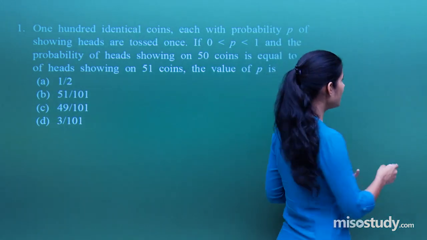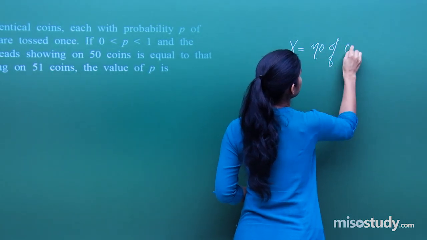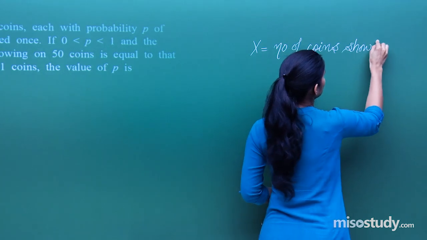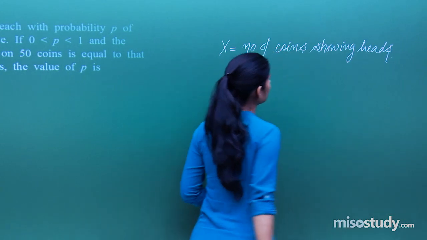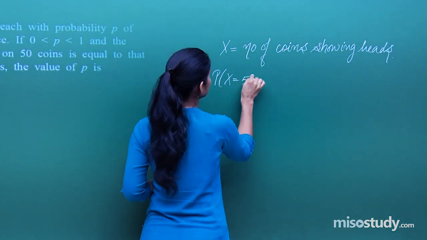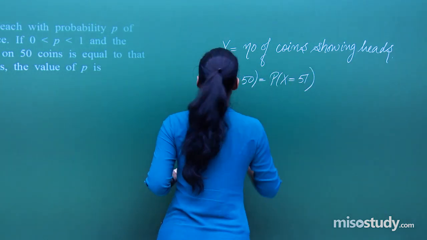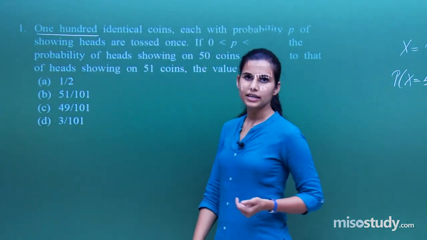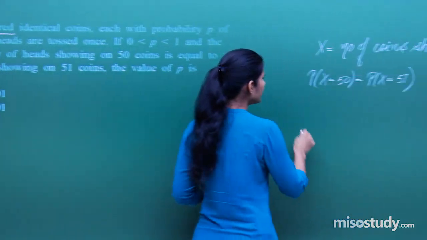So here, if I take x equals the number of coins showing heads, because that's what is given in the question, then probability of x equals 50 is the same as probability of x equals 51. And there are how many trials? I can say one coin is tossed 100 times or 100 identical coins are tossed. It's the same thing. So there are 100 trials.